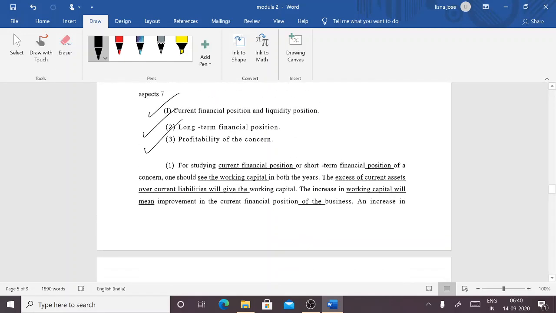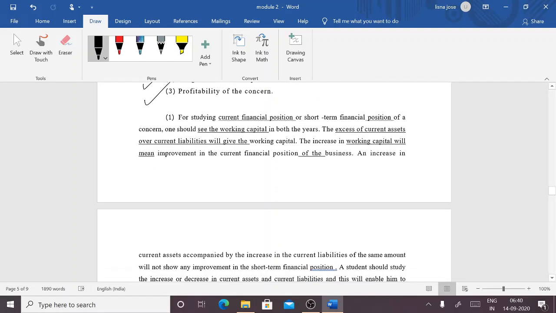And how are we analyzing the current financial position or the liquidity position of a company? For studying the current financial position or short-term financial position of a concern, one should see the working capital in both years. And how can we get this working capital? Current asset minus current liability. So we should check what is the position of the current asset and current liability in the company. The excess of current asset over current liability will give the working capital.